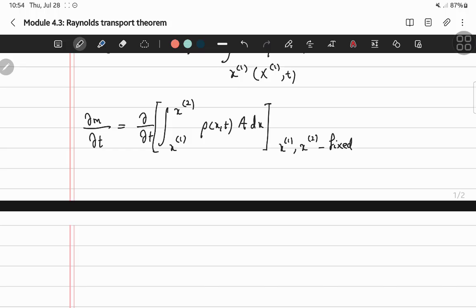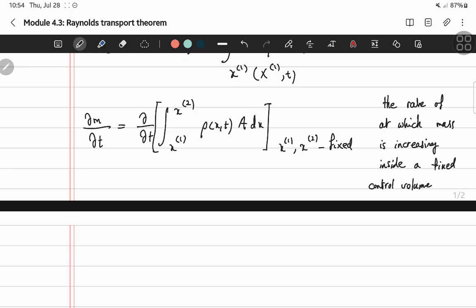So this is the rate at which mass inside is increasing, inside a fixed control volume.